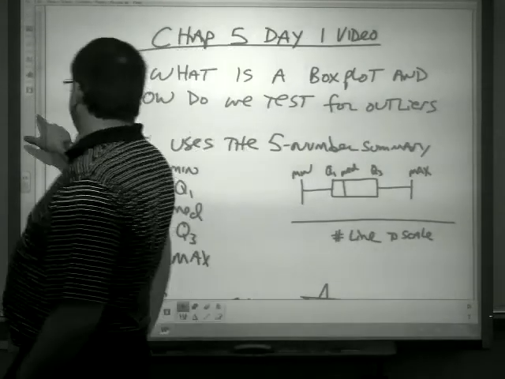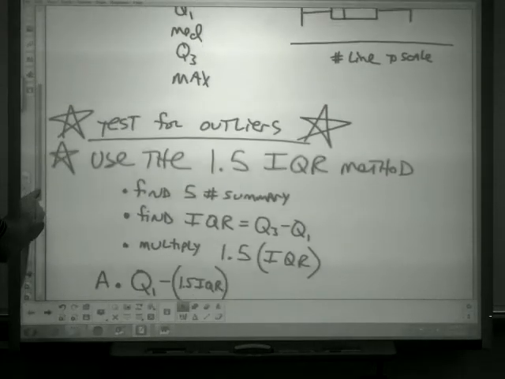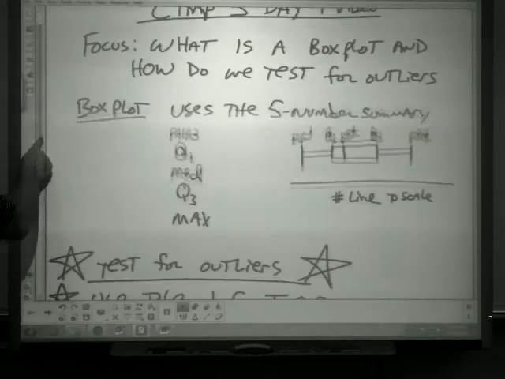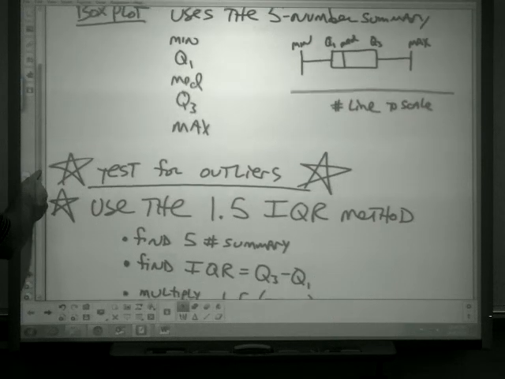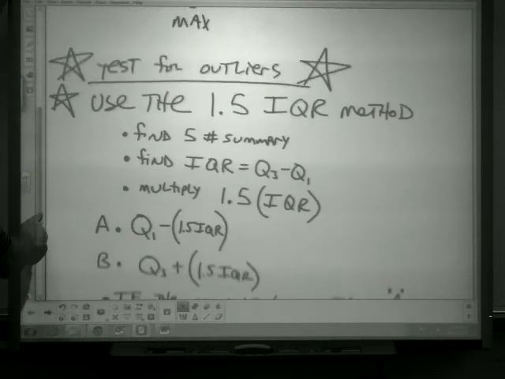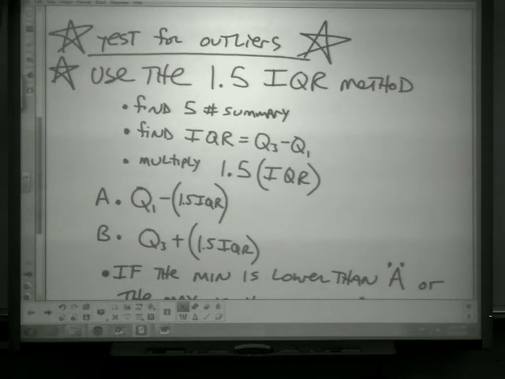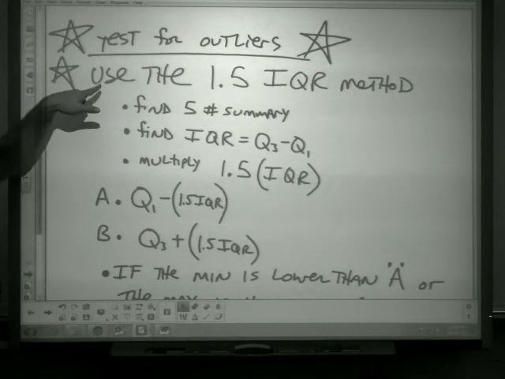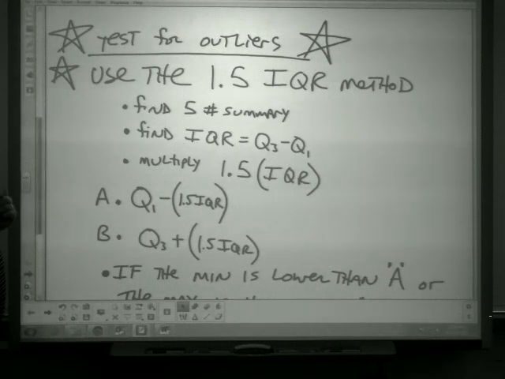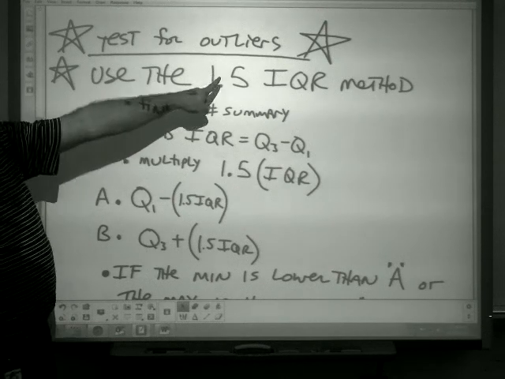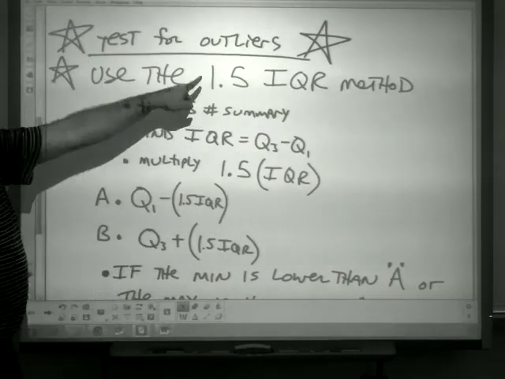Now, so what is a box plot? There it is. It's a graph using the 5-number summary. How do we test for outliers, though? You're going to have to know how to test for outliers and remember how to test for outliers. We're going to use the 1.5 IQR method. All right? That's the method called the 1.5 IQR method.